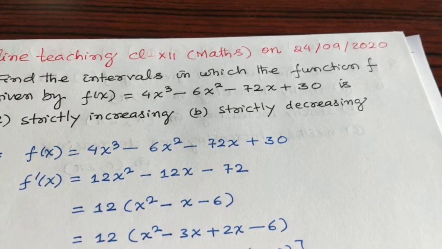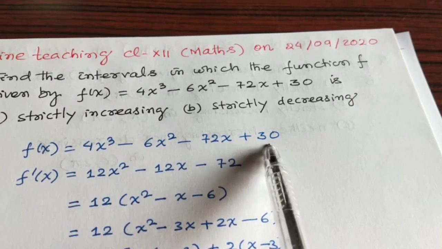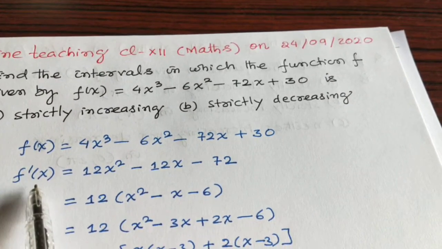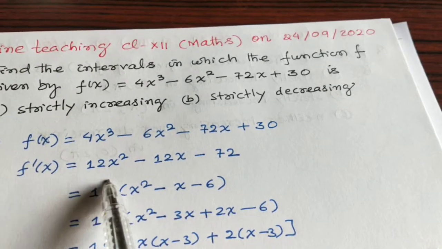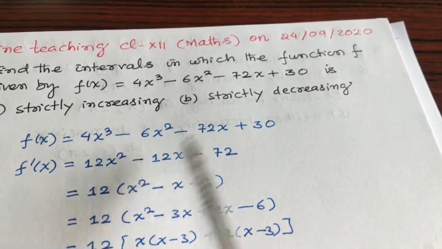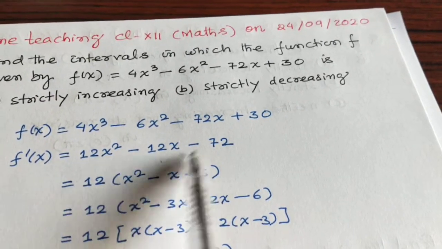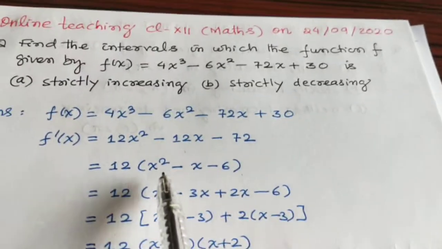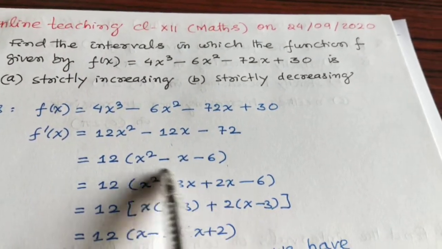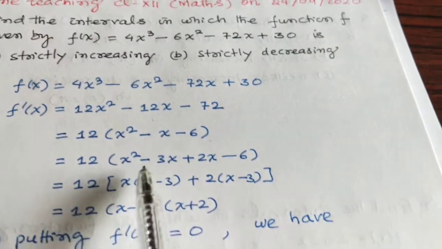So what are the steps you should follow? What is given, f of x? Go on writing. Then find the first derivative f dash x. f dash x will be 12x square minus 12x minus 72. Okay. So 12 is a common factor, so I will be taking that. And then if you can factorize it, do the factorization because it's a quadratic polynomial.